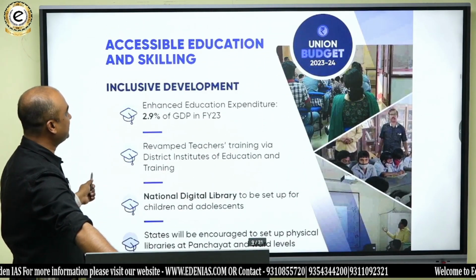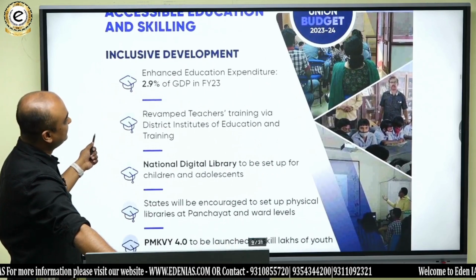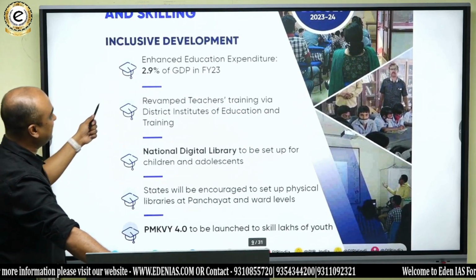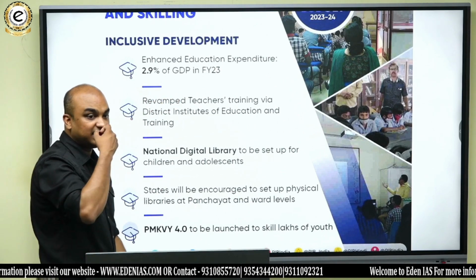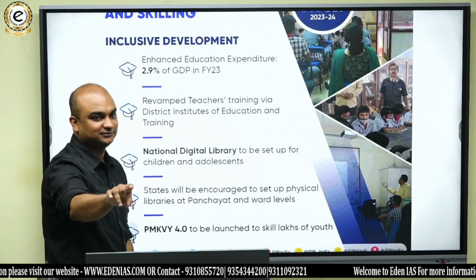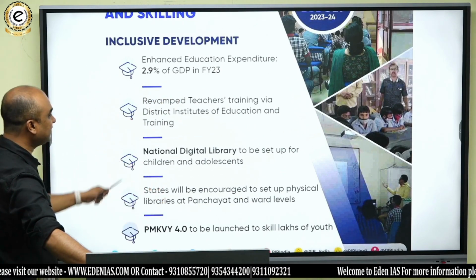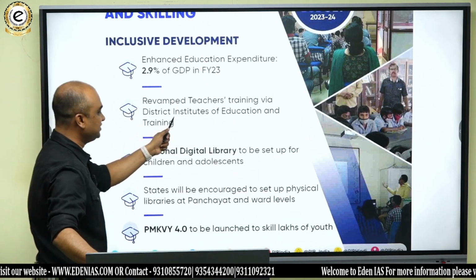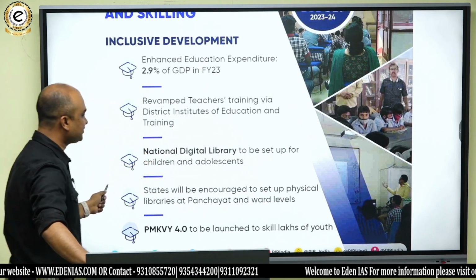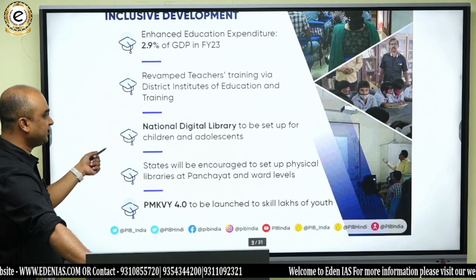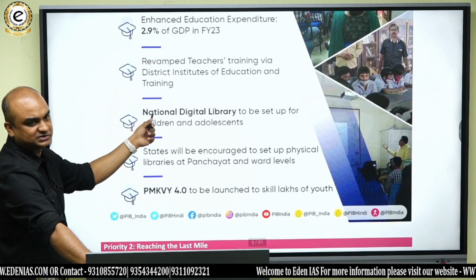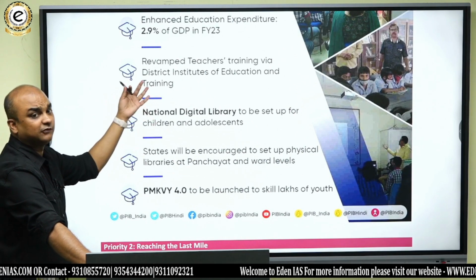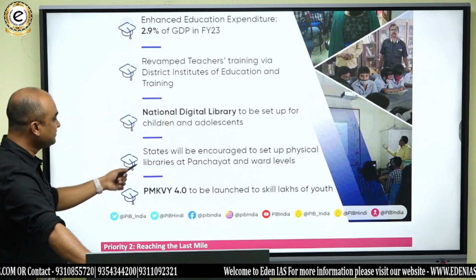Accessible education and skilling, inclusive development, enhanced education expenditure 2.9% of GDP in financial year 23. ये याद रखना है कि हमारा एजुकेशन पे एक्सपेंडिचर हेल्थ से ज्यादा है, ये ध्यान में रखना, ठीक है. Revamp teachers training via District Institute of Education and Training, national digital library to be set up for children and adolescents. Now, say for example, the question could be national digital library, which was recently in news, will be established for. Do you understand that?